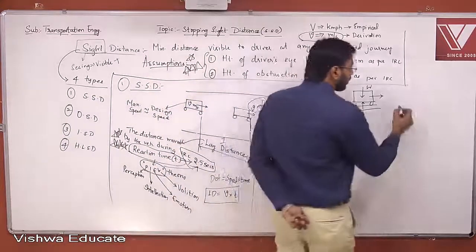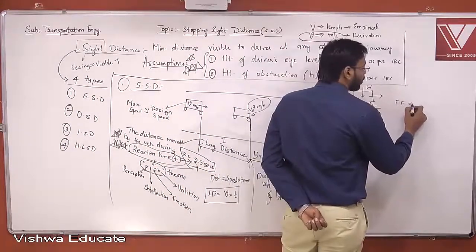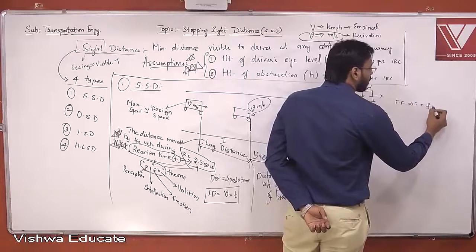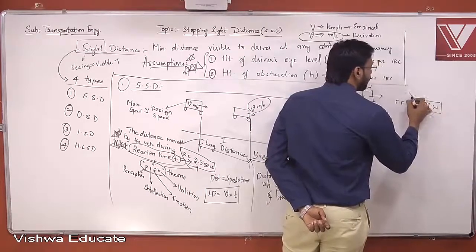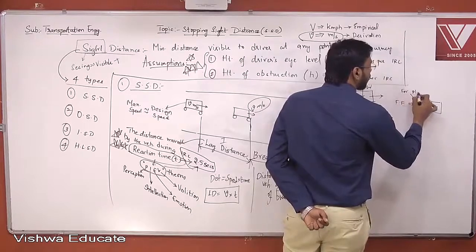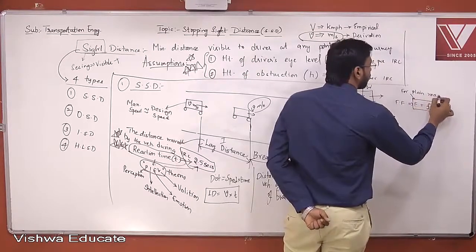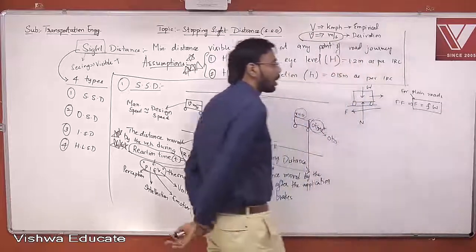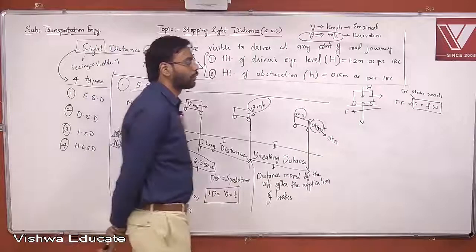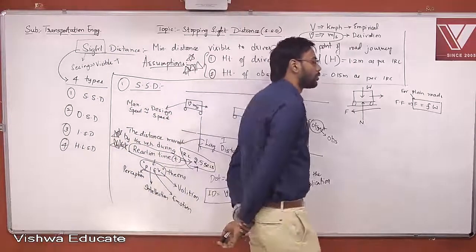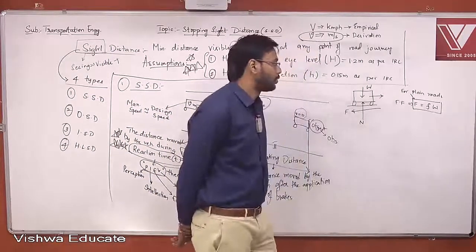Frictional force is equal to coefficient of friction into self-weight. Of course, this is for plain roads. For hilly areas, for upstream or downstream, we'll see a bit later. Okay? So for plain roads, frictional force is equal to coefficient of friction into self-weight of the vehicle.